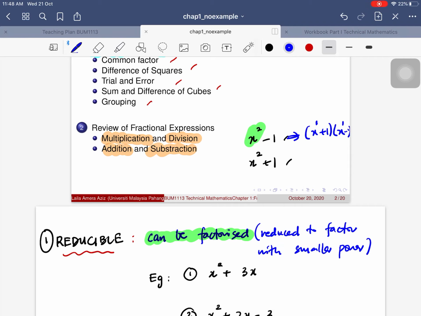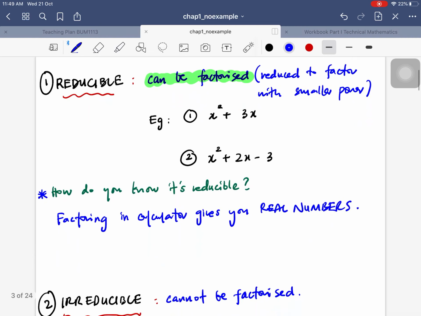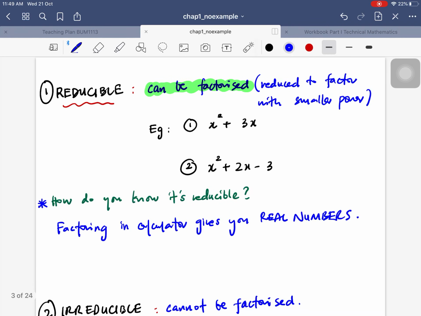You change it from that function to factors that have smaller power, which is x to the power of 1 and x to the power of 1 in this case. And when you have x to the power of 1, this is called a linear factor. Okay, so that is the first one. It can actually be factorized, so it's called a reducible function.